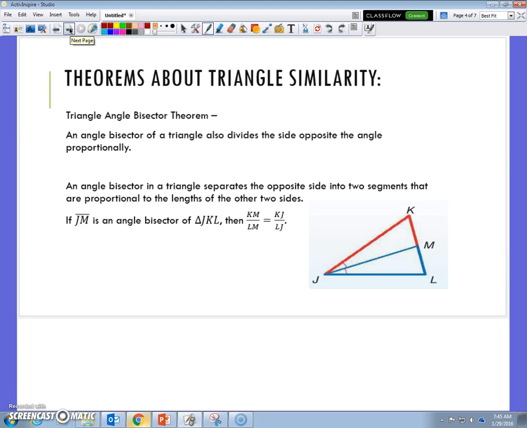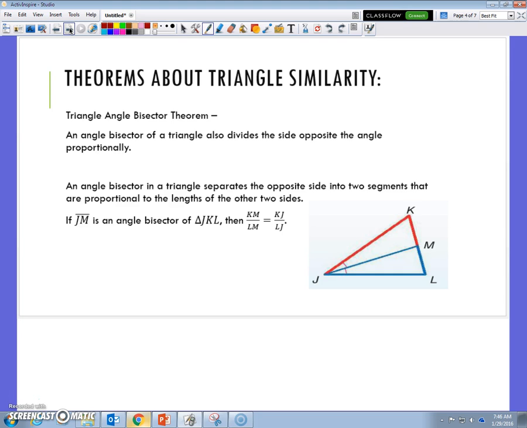It's just very similar to yesterday, except for the fact that the relationship is in between the segment. Now here's where things change quite a bit, and this could be a little confusing. It's called the triangle angle bisector theorem. So, triangle angle bisector theorem. An angle bisector of a triangle also divides the side opposite the angle proportionally.